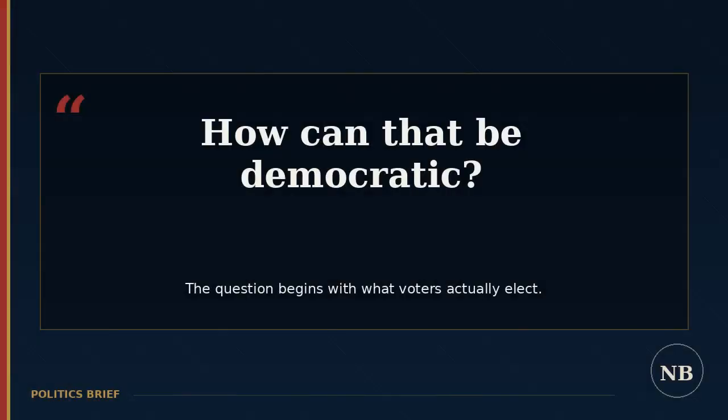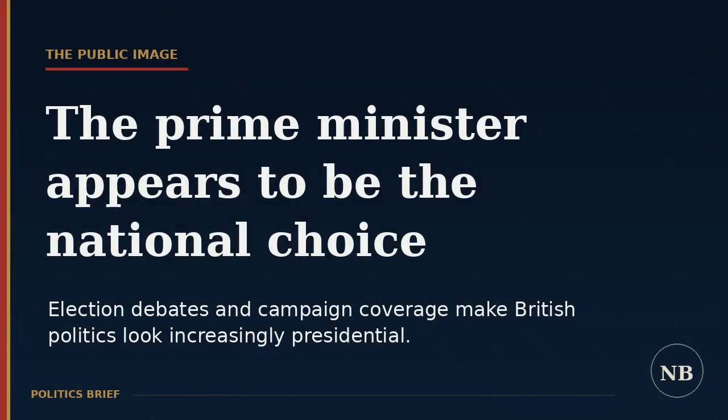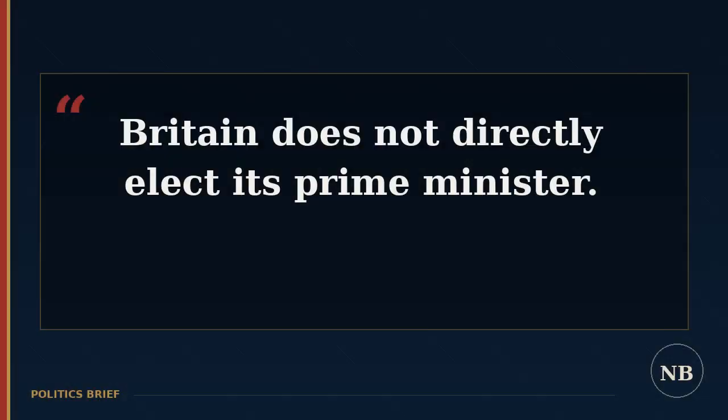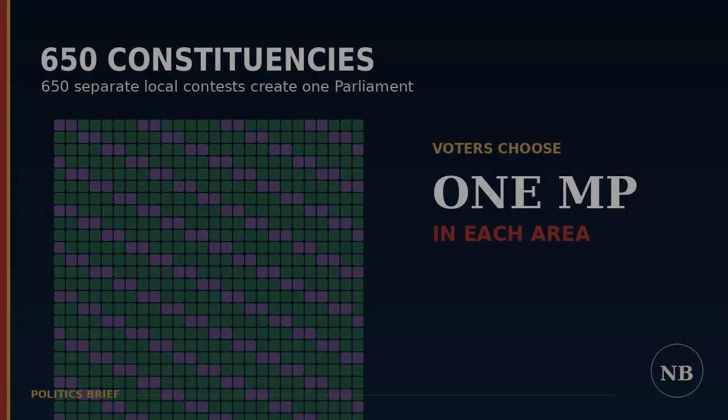The answer begins with one of the most misunderstood facts in British politics. The British public does not directly elect the Prime Minister. At a general election, the United Kingdom is divided into 650 constituencies. In each constituency, voters choose a candidate to become their Member of Parliament. The winner becomes the local MP and takes a seat in the House of Commons. The national result is created by adding together those 650 separate contests.